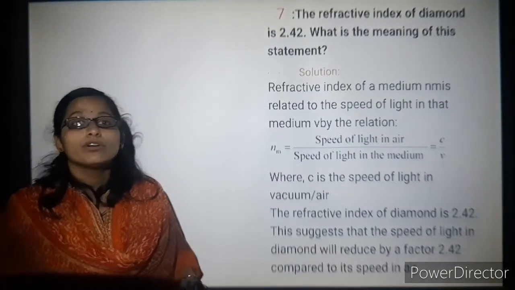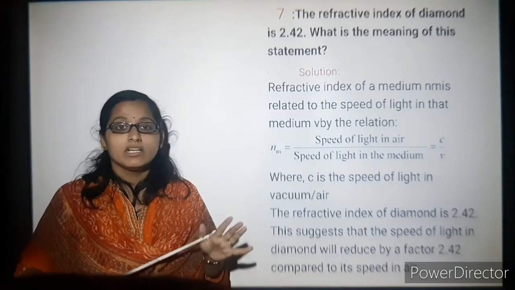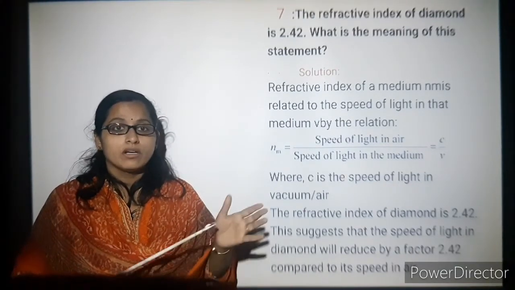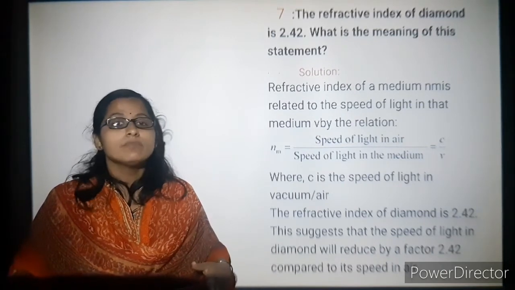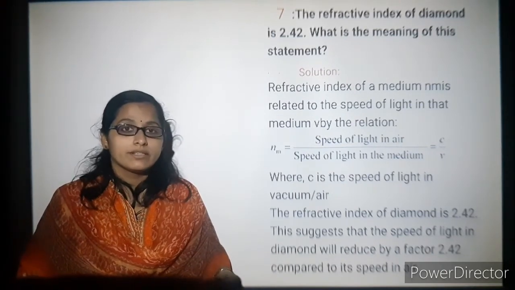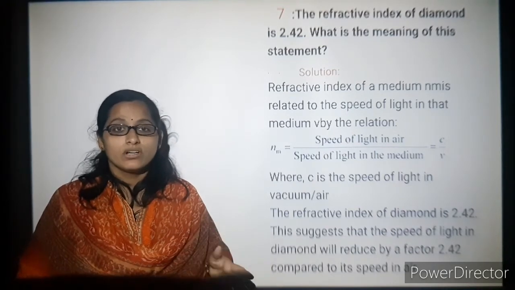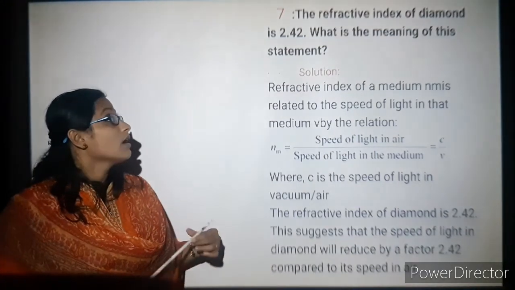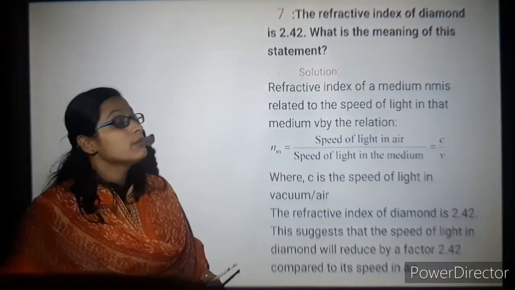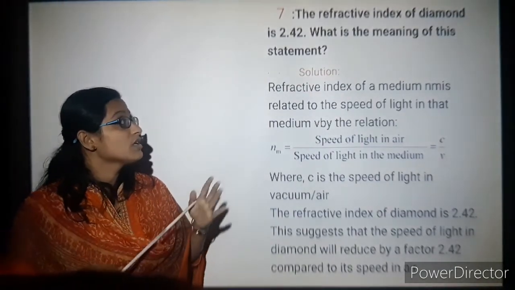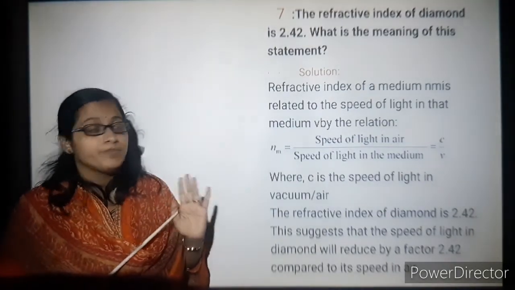It is very important for you to learn the refractive index of certain media, like air, water, glass, etc. Sometimes they will not give these refractive indexes, but you need to learn them by going through your books. So next is the refractive index of diamond. They have given it as 2.42. So what is the meaning of this statement?